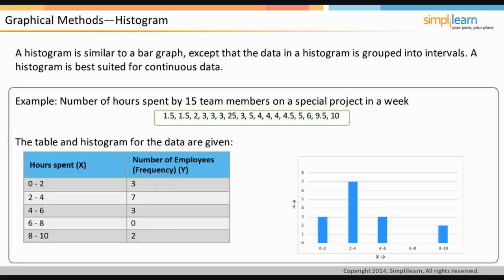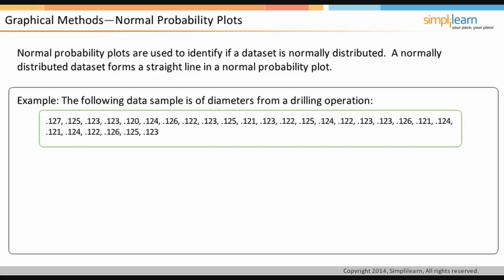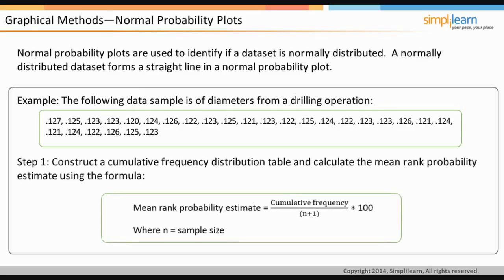In the following screen, we will look at the next graphical method, normal probability plots. Normal probability plots are used to identify if a sample has been taken from a normal distributed population. When sample data from a normal distributed population is represented as a normal probability plot, it forms a straight line. The following example is presented to illustrate normal probability plots. A sampling of diameters from a drilling operation is done and the data is recorded. The data set is given. To create a normal probability plot, the first step is to construct a cumulative frequency distribution table.